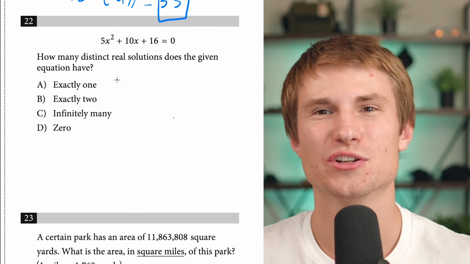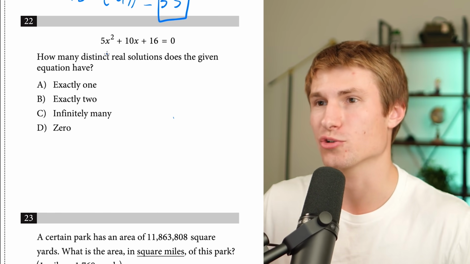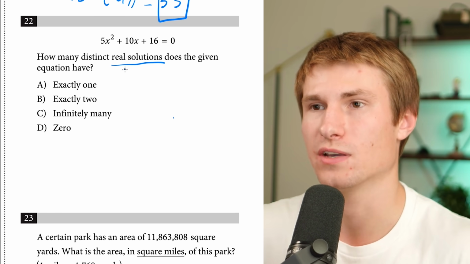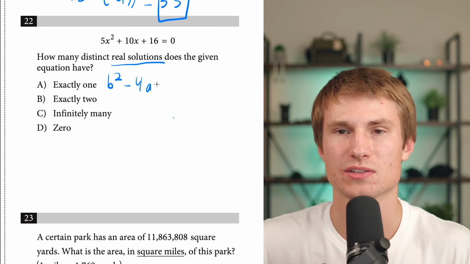Here's what you need to know about calculating the number of real solutions for quadratic equations on the SAT math section. Question 22 states, how many distinct real solutions does a given equation have? Well, in order to solve this, we're going to use b squared minus 4ac because this is a quadratic equation.